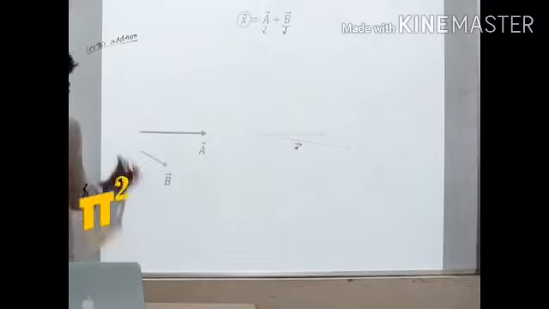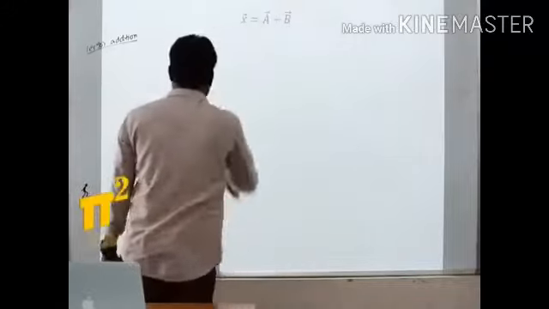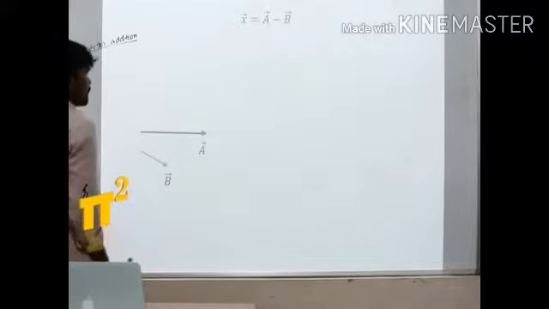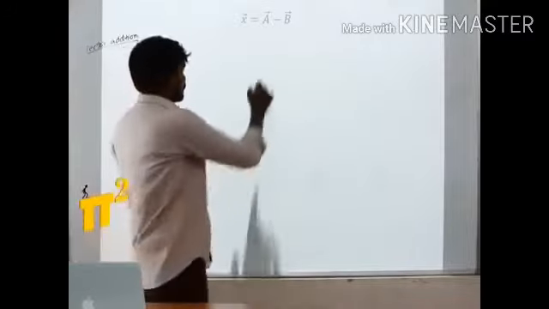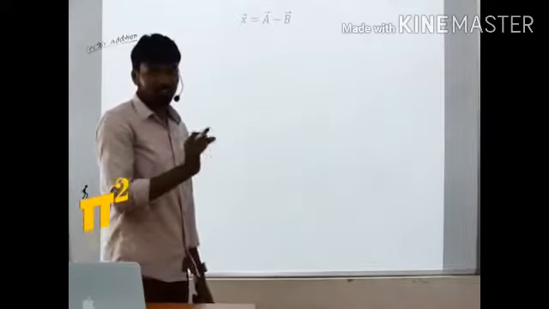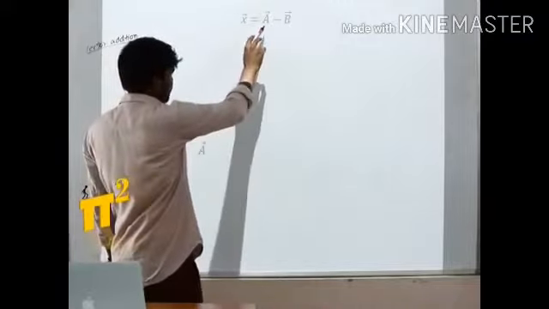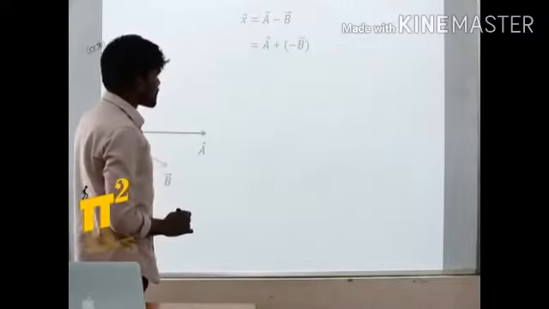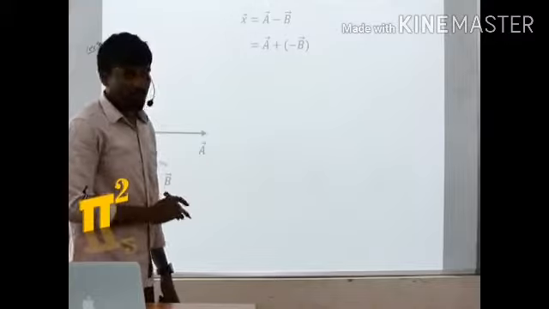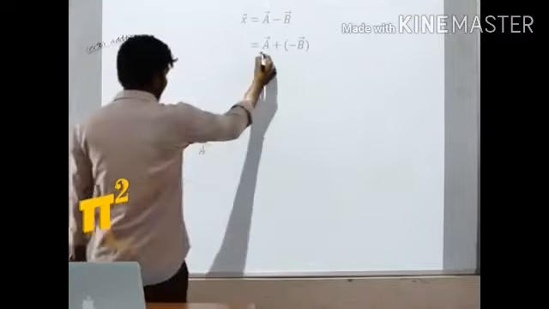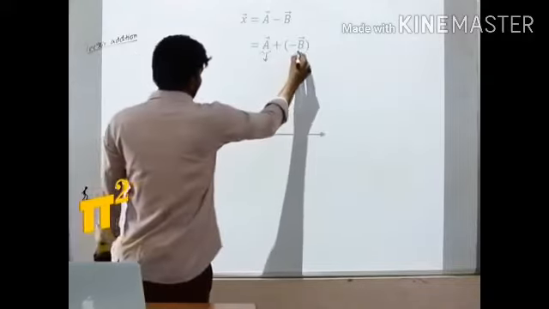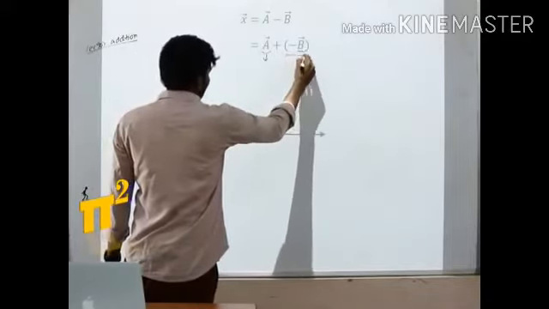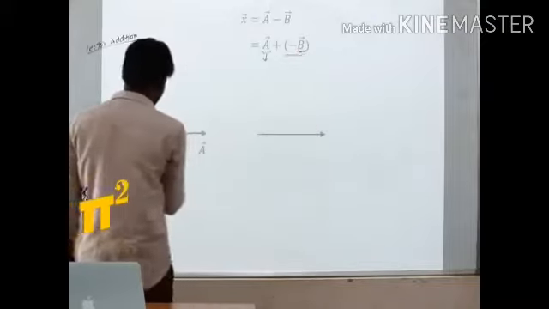Next, a minus b. We have a is given, b is given. So he's asking for a minus b. As I said, I don't like to go for subtraction. I like to go for addition only. So I'm rephrasing the statement as a plus minus b. There is no mathematical difference. So first we'll take a. Then, in the second part, first I'm taking b.